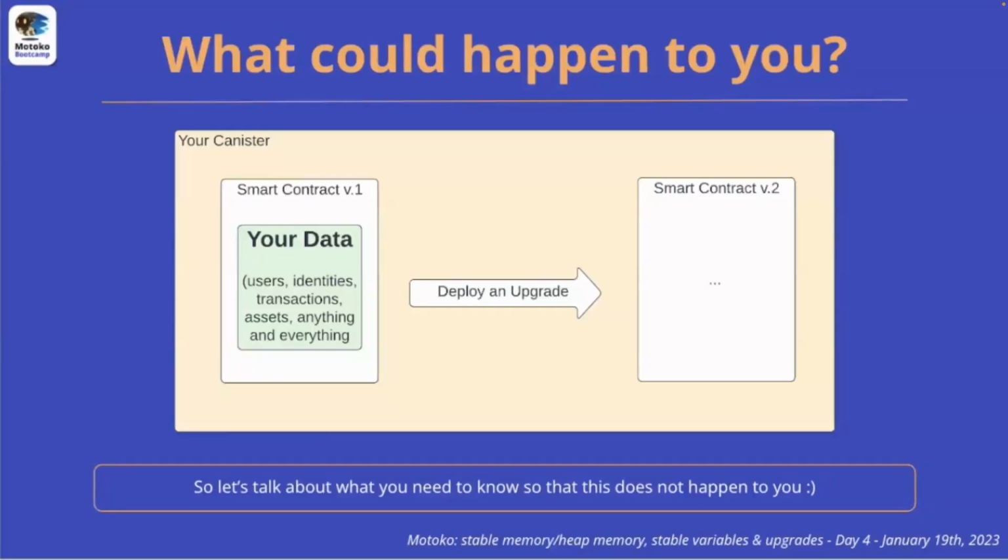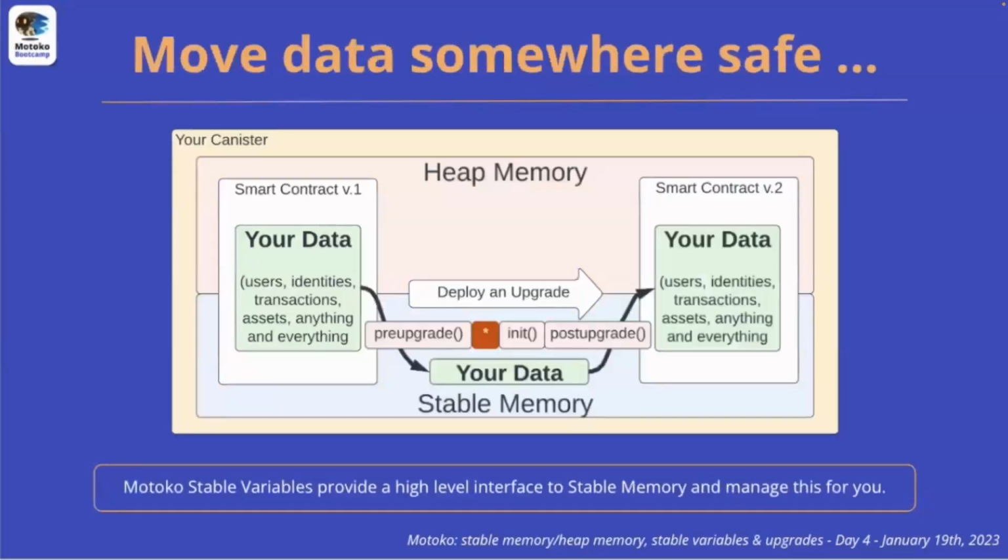So, what do we want to do? Well, what we want to do is move that data to someplace safe. Earlier we talked about heap memory versus stable memory. Heap memory is available only while the program is running, and you need to turn the smart contract off in order to upgrade it. So anything in heap memory will disappear. What we need to do is get anything that we want to save into stable memory.